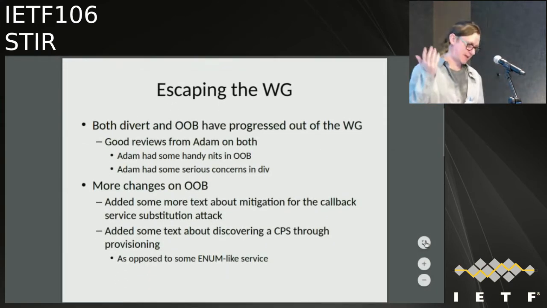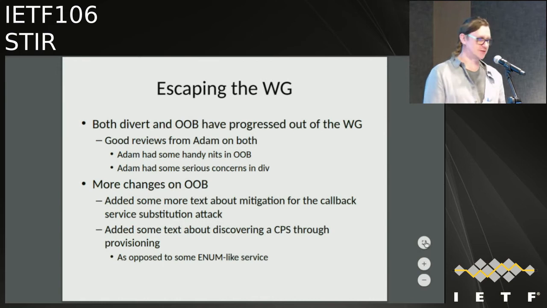This is really just saying what has transpired with these two documents since they escaped the working group. Our benevolent overlord, Mr. Roach, took a hard look at the DIVERT and OOB documents, got some very handy nits in OOB, and some more serious things in DIB, which I'll talk about in a moment. But in addition to Adam's comments, as more people have been looking at OOB, one piece of feedback that I've gotten loud and clear is there needed to be more text about mitigation for this callback service substitution attack, which is detailed in the document now.